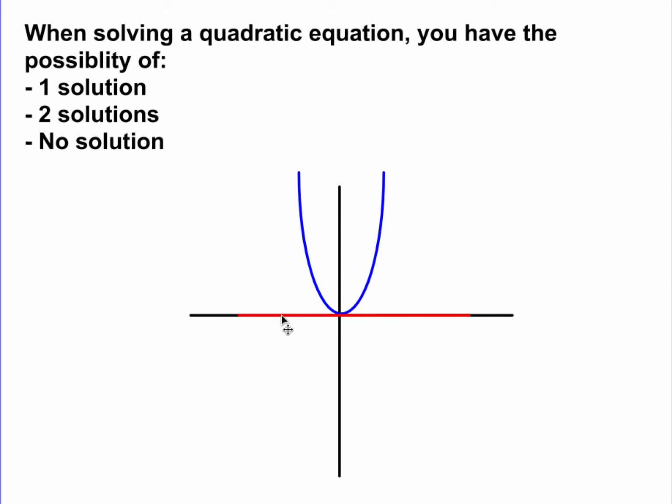But if my horizontal line, when I graph, is at the vertex, that's only going to be 1 solution. That's going to be your vertex. And if it's below it or above it, then that means you don't have a solution to that particular equation. There are no values for x that would satisfy that equation. So depending on what you get, you can get 2 solutions, 1 solution, or no solutions.